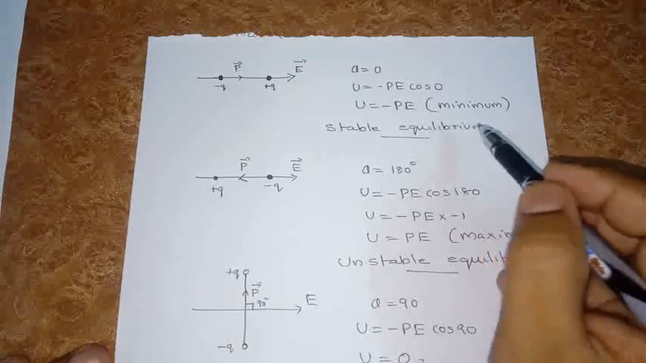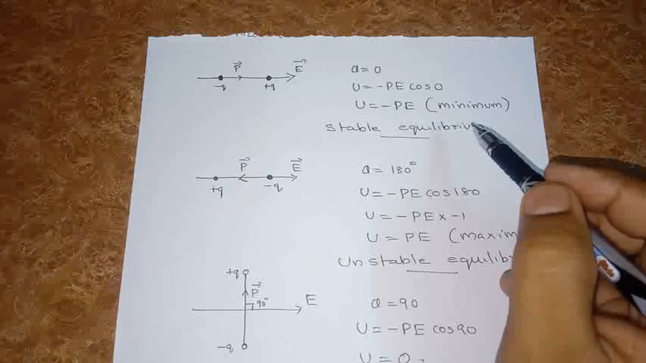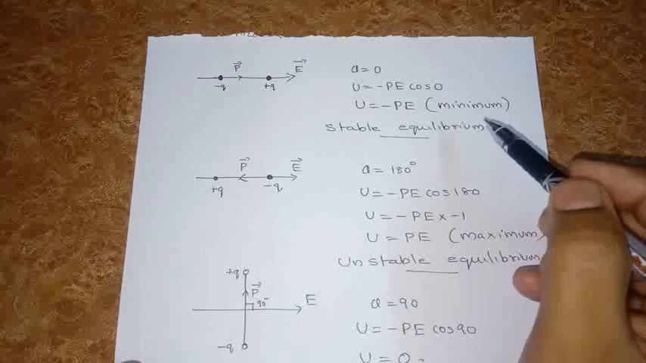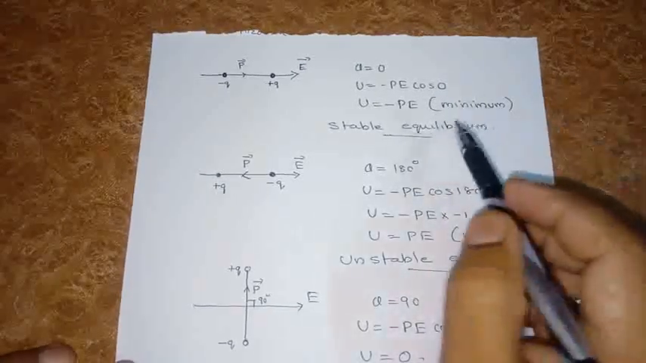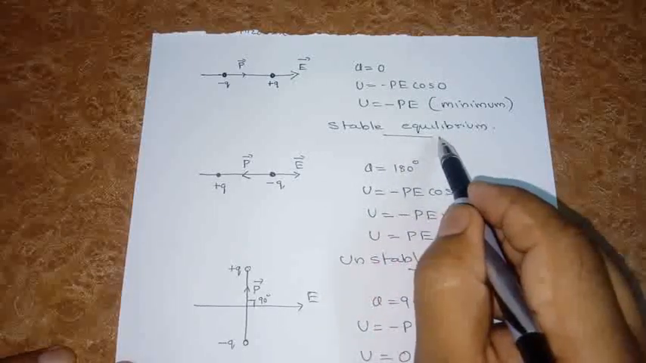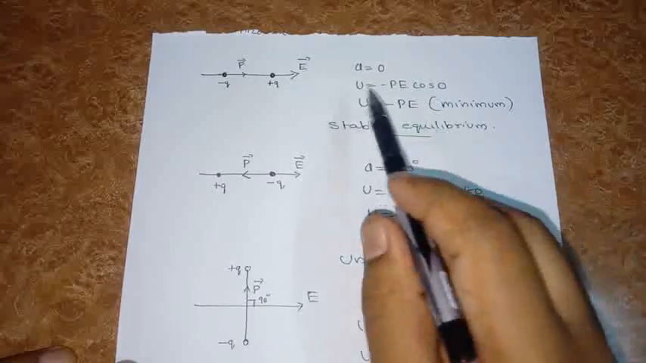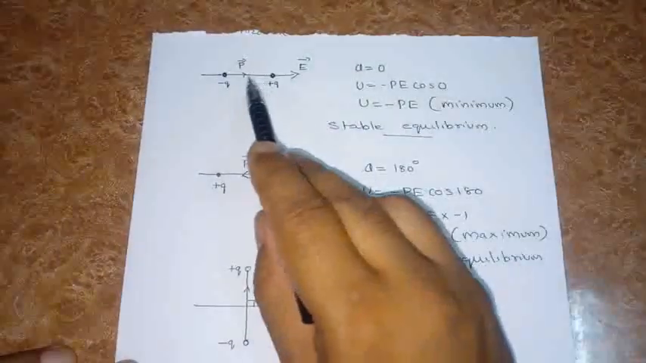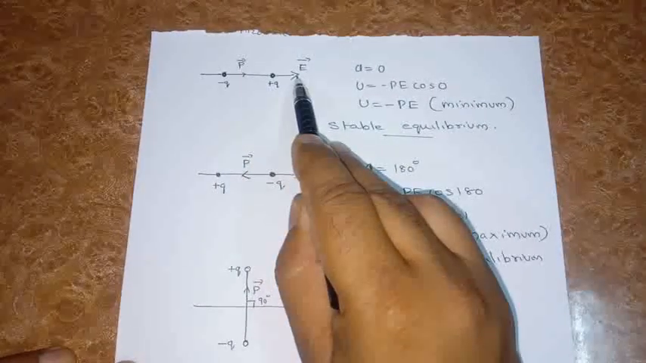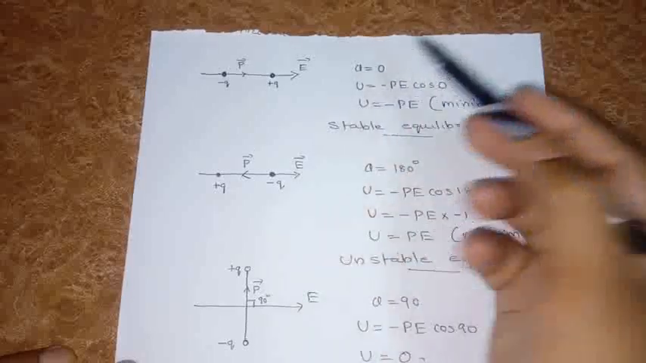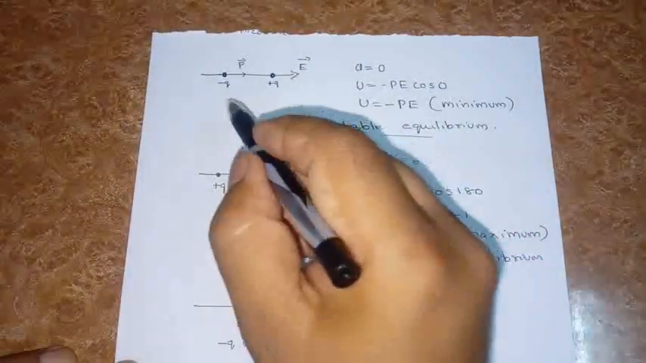What is the implication of minimum potential energy? We already understood that potential energy is minimum means the stability is maximum. So in this configuration, the dipole is most stable. That is why this particular configuration is called stable equilibrium. We already studied this concept. When the dipole is placed in the direction of the electric field, with the dipole moment vector and electric field in the same direction, theta is equal to 0, and that configuration is called stable equilibrium. Why is it called stable equilibrium?